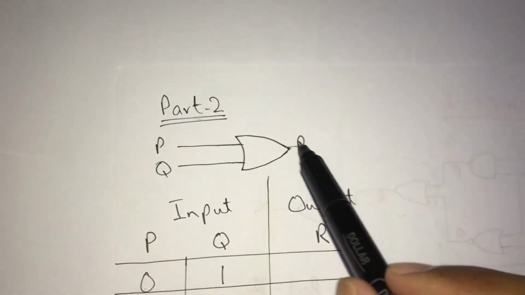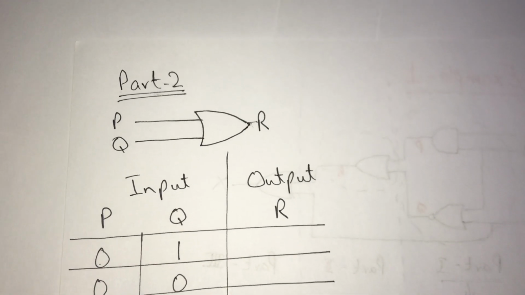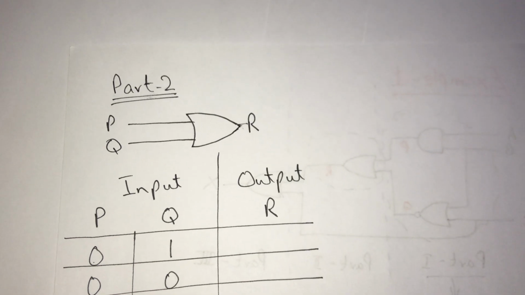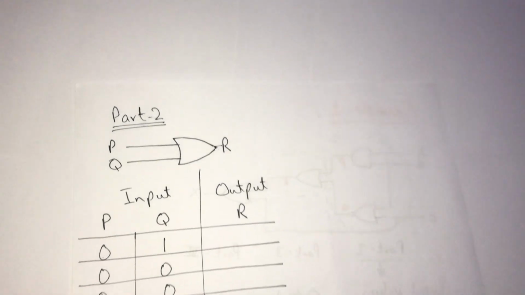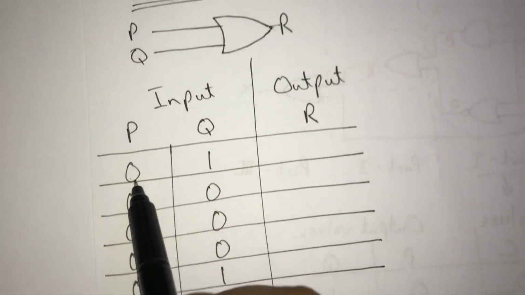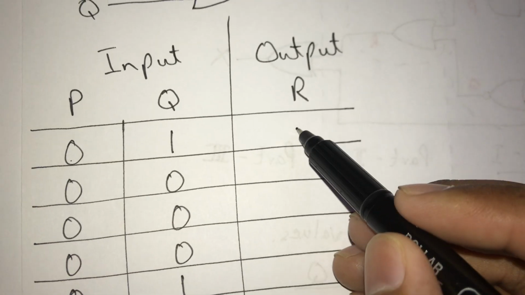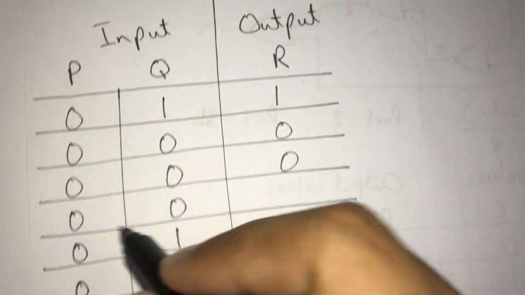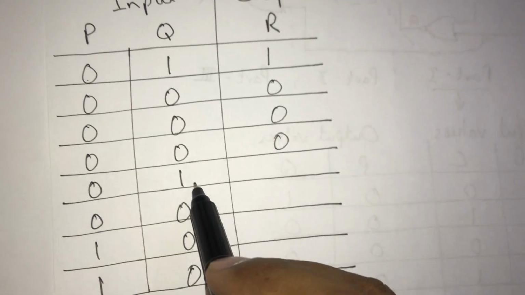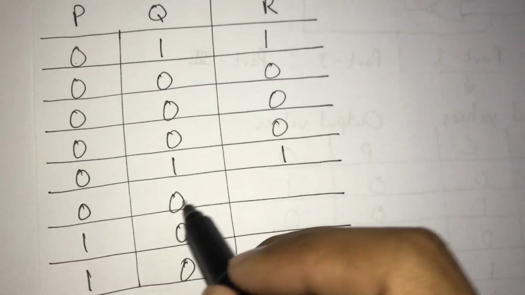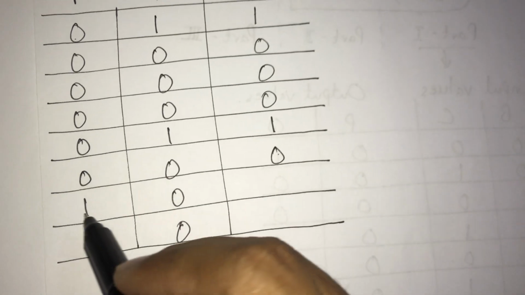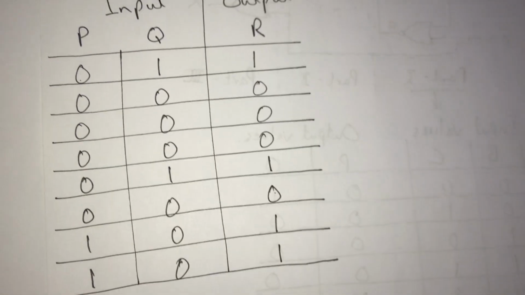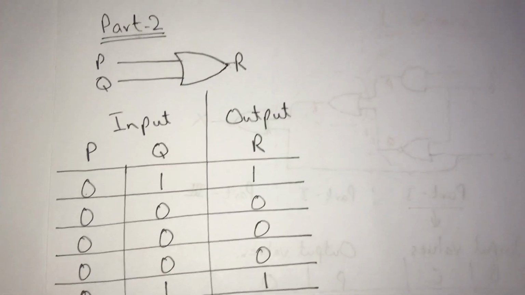So the gate used over here is the OR gate. In an OR gate, when both of the inputs are 0, then the value is 0, otherwise it is 1. So starting from here, the first value will be 1. Here both inputs are 0, output is 0. Both inputs 0, output is 0. Both inputs 0, output is 0. One of the inputs is 1, output will be 1. Both inputs 0, output 0. One input is 1, other is 0, same over here. So we have found the values of R.